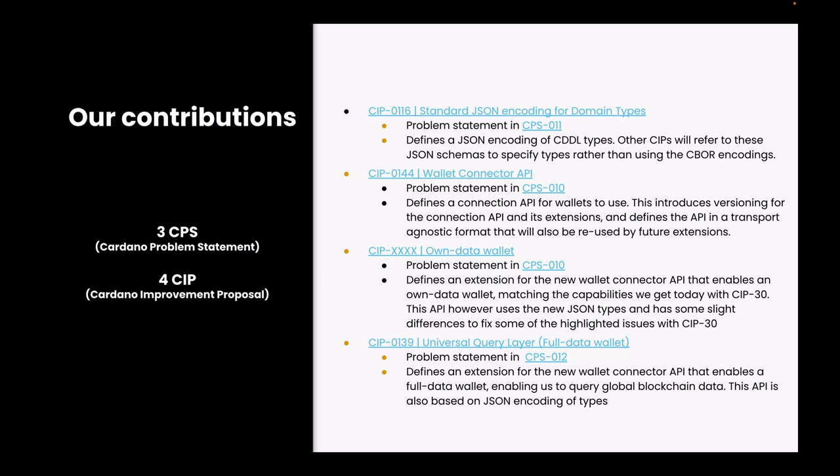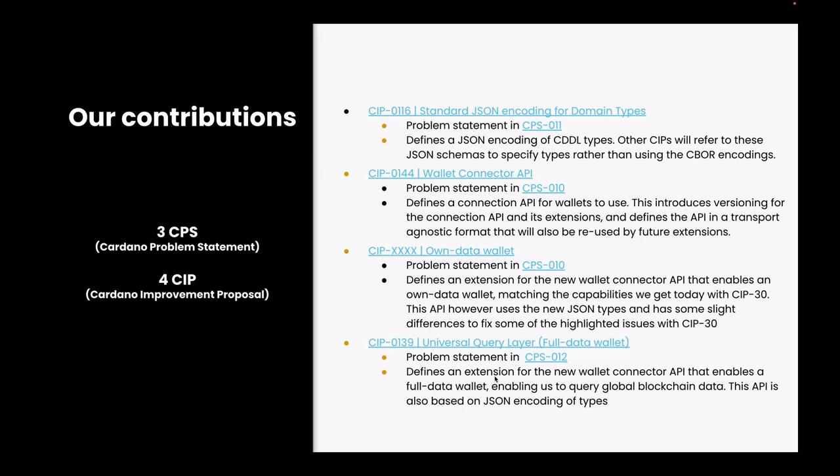And finally, we have another proposal for an extension. Both CIP-XXXX and this new CIP that I'm going to talk about now, CIP-139, are extensions to the wallet connector API, in the sense that they can be registered through the wallet connector API, and you can ask the wallet, hey, enable this extension, enable that extension, based on what kind of wallet you need. So finally, we have the last extension, which enables this full data wallet we've talked about. It's CIP-139, the universal query layer, or full data wallet, essentially.